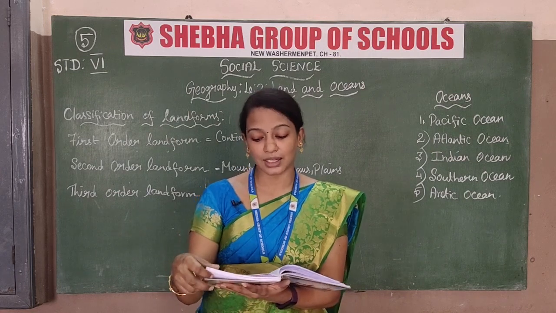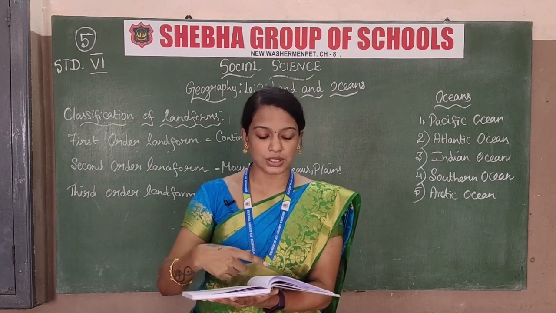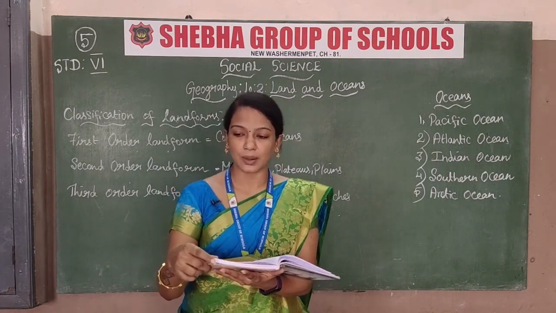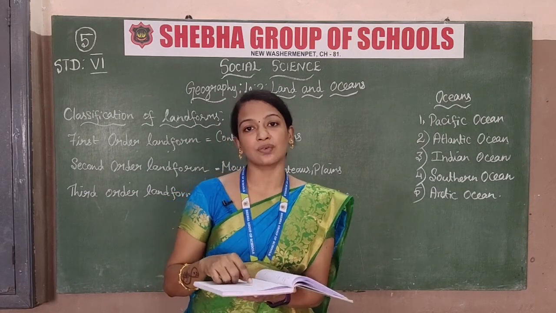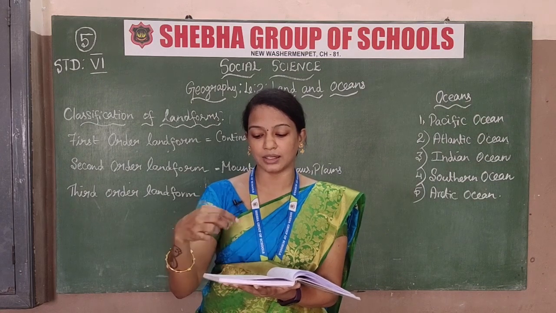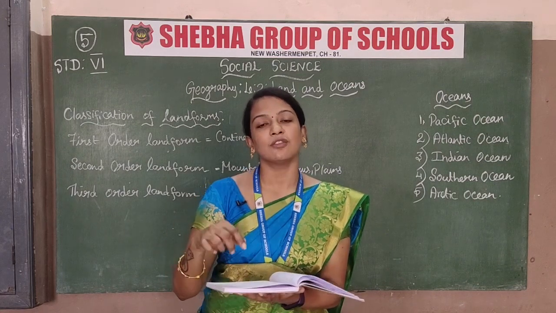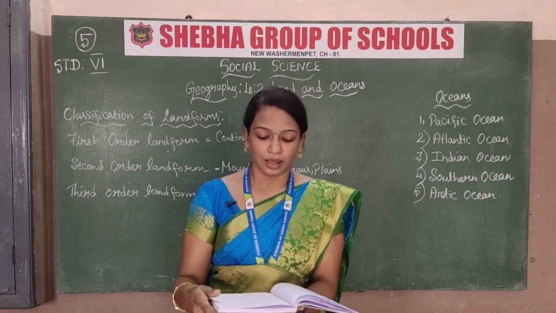The Eurasian Basin is the deepest point. I told you the trench in all the oceans. Here the Eurasian Basin is the deepest point in the Arctic, at 5,449 meters.